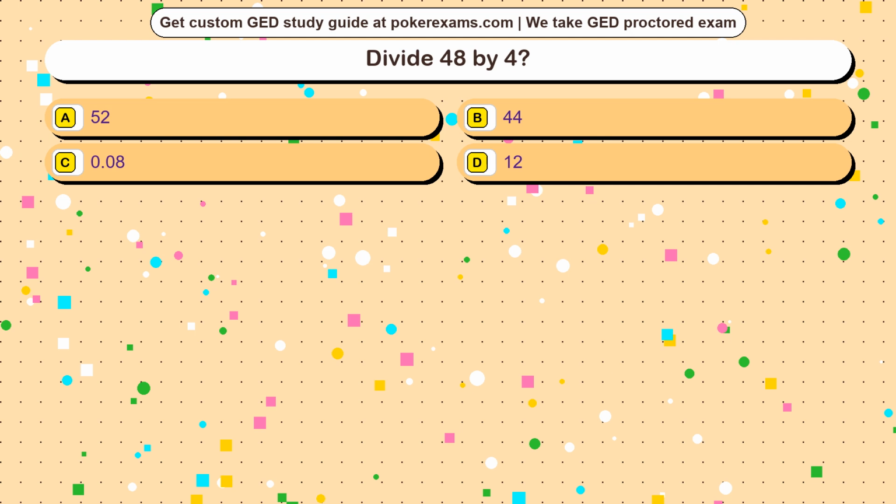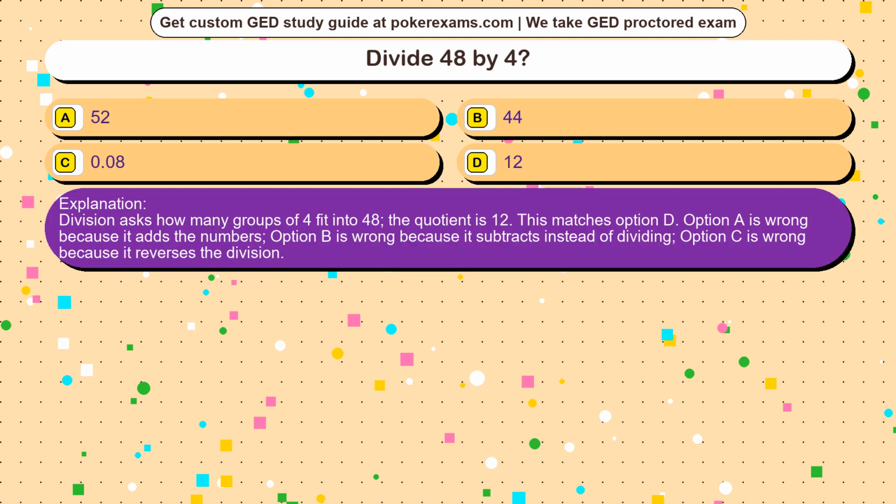The correct answer is option... Division asks how many groups of 4 fit into 48. The quotient is 12. This matches option D. Option A is wrong because it adds the numbers. Option B is wrong because it subtracts instead of dividing. Option C is wrong because it reverses the division.